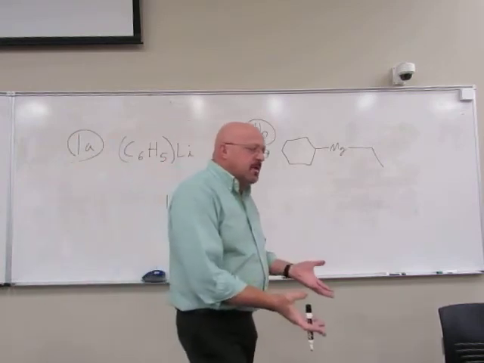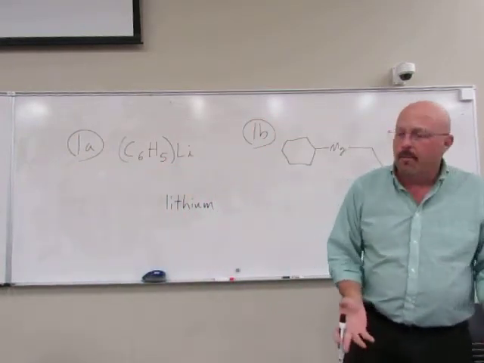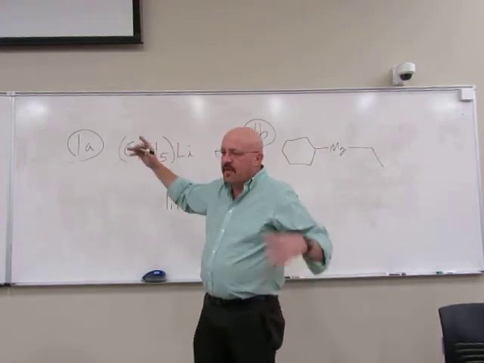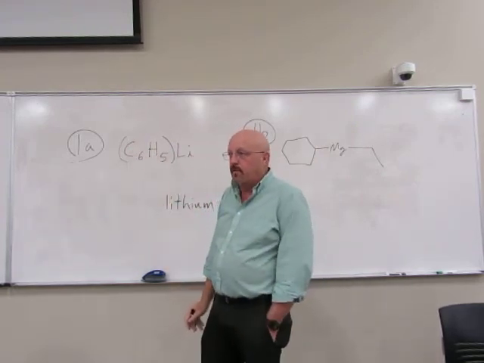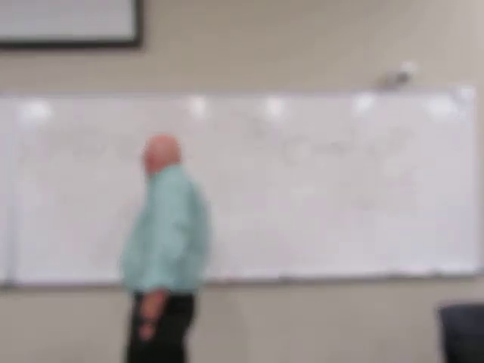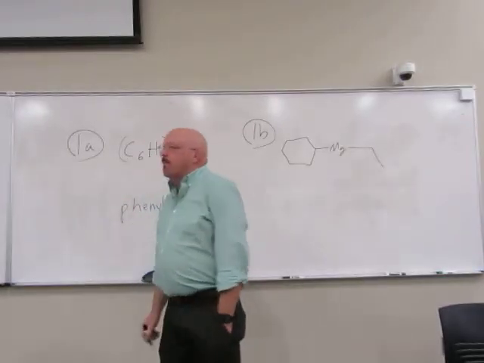And of course, your substituents go out in the front in alphabetical order. So here we have C6H5. That's a condensed formula for a phenyl group, if you recall, from last semester. So this is simply phenyl lithium.